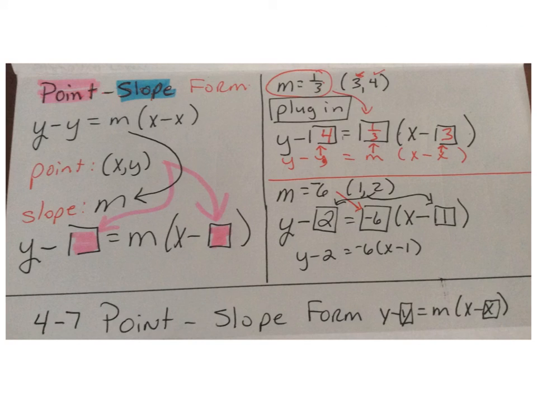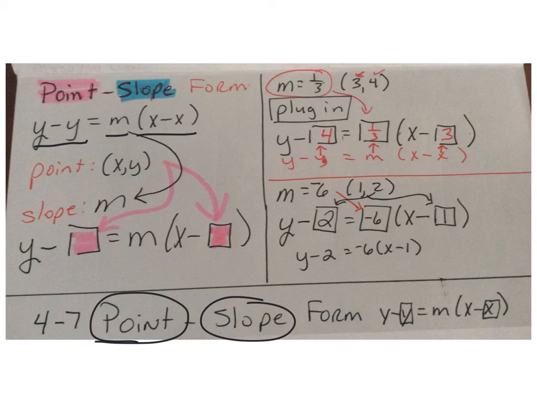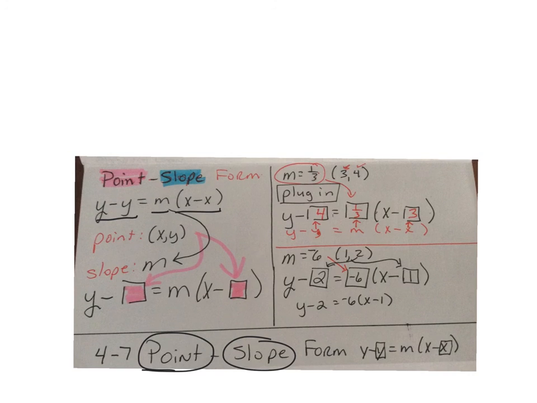Now, on 4-7, point slope form, just like with slope intercept, where you need a slope and an intercept, here you simply need just a point and a slope. And I want you to look. You have the formula y minus y1 equals your slope times x minus x1. Well, where does that come from? That actually comes from your slope formula, m equals y2 minus y1 over x2 minus x1. These three components are used in this formula right here.